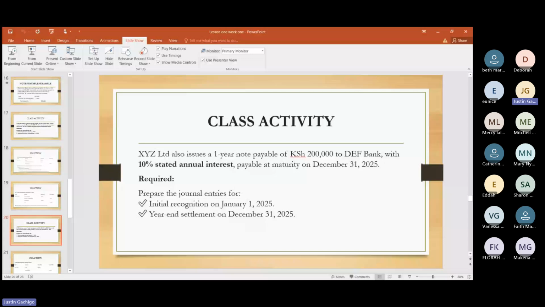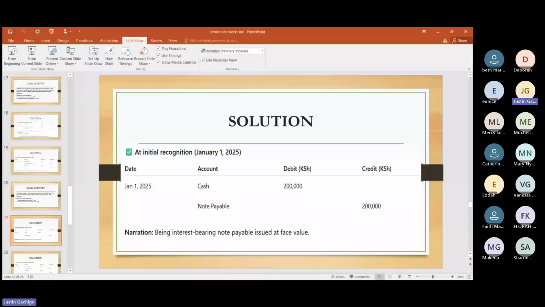So on initial recognition, as I have said, what you need to do is think about what is being created. Number 1, there's money which is being received, and there is a note payable. So the money which is going to be received is 200,000, and the note payable of 200,000. So that is the first transaction. Very simple. The two things that will be created.